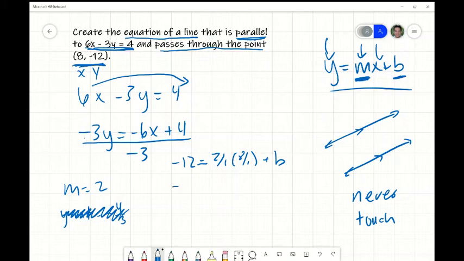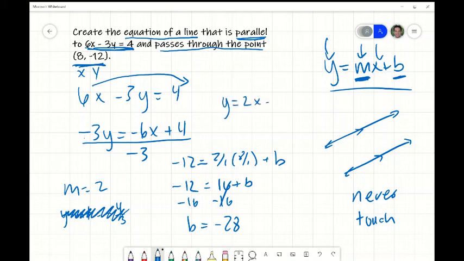All right, so here we go. Negative 12 is equal to 2 times 8, which is 16, plus b. Let's move that 16 across the equal sign. And so all in one step, we're going to flip both the b value and the actual number that we're calculating, which is, of course, negative 28. And so that's the new y-intercept. So let's write our new equation. The new equation is going to be y is equal to 2x minus 28.